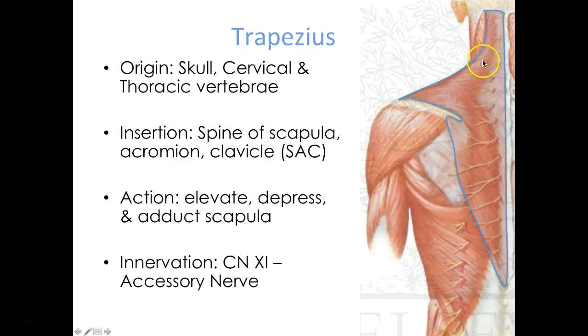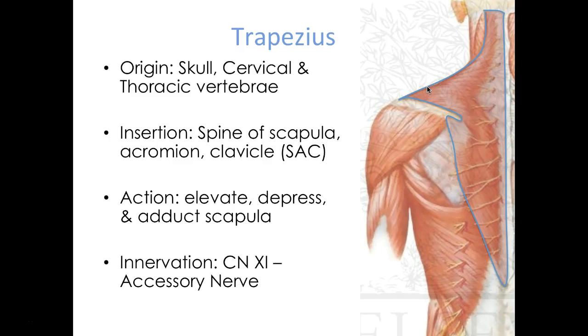The origin is going to be the area where the muscle attaches that has no movement. So in this case, it's the skull, the cervical vertebrae, thoracic vertebrae, and then the insertion is where the muscle attaches, where the actual movement will occur. So in this case, it's the spine of the scapula, your acromion, and then this muscle wraps anteriorly to insert onto the clavicle as well.